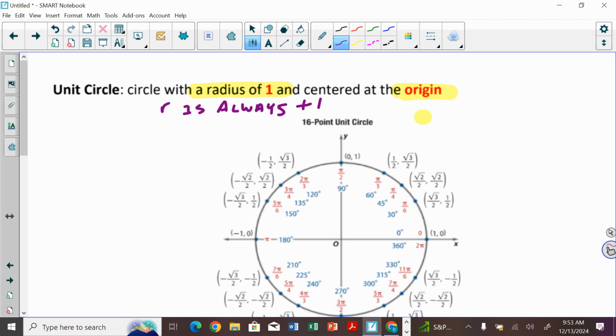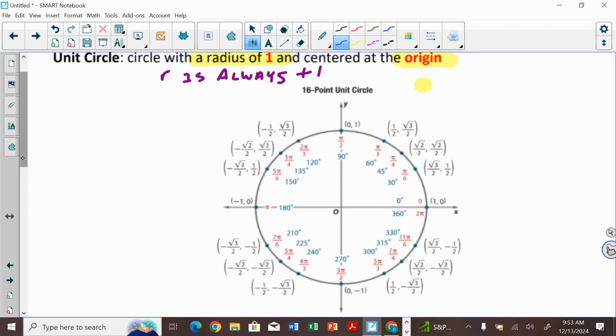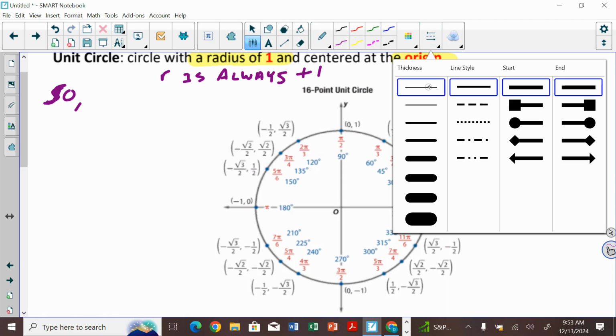All right, so that makes things a lot easier for us as we go. So what does that mean? We have this unit circle, and I will give you a sheet with all these values on there. Obviously, you can use the notes, or you can use the reference sheet I'm going to give you. But what that means is, because r is always positive 1, if you have sine t, they just use t as a point on the circle.